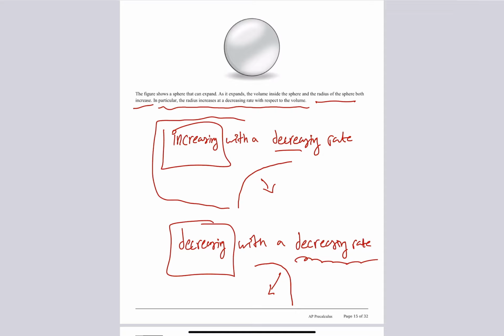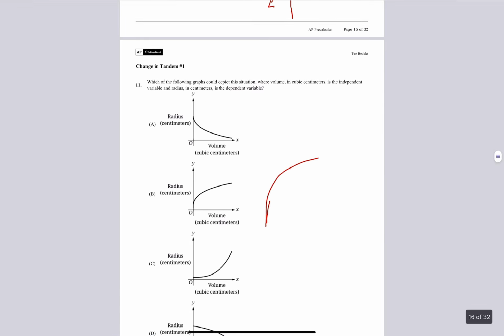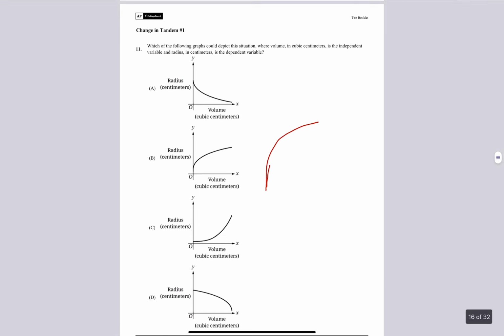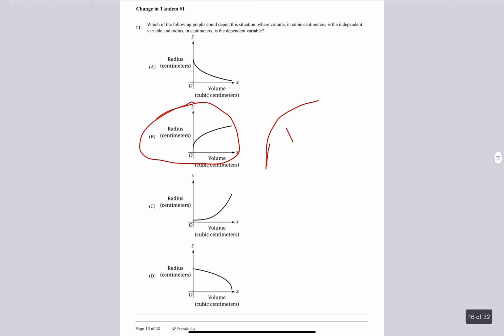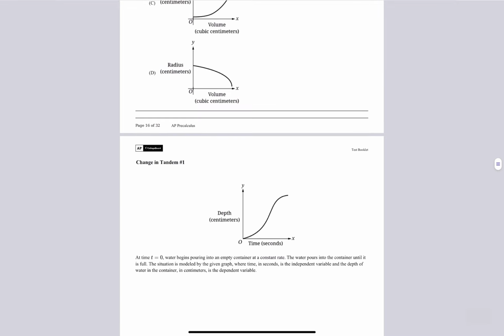So this is simply the graph. Increases at a decreasing rate. This is what we're searching for. Let's have a look. We're searching for this. That's just option B. Increasing at a decreasing rate. Concave down. It's that simple. Okay.